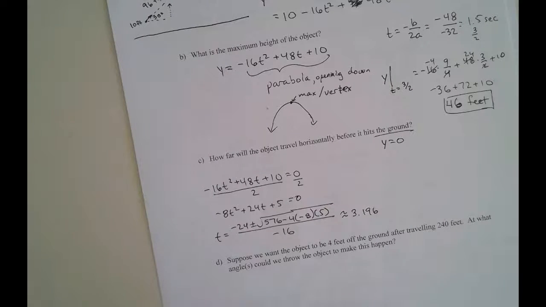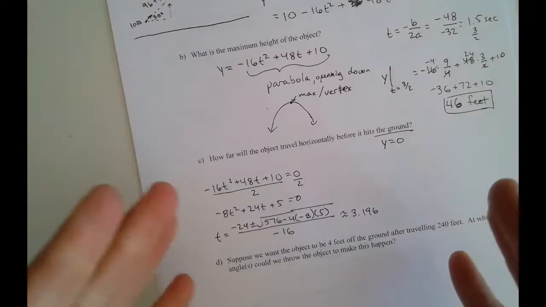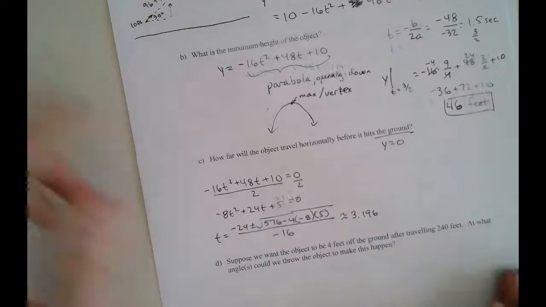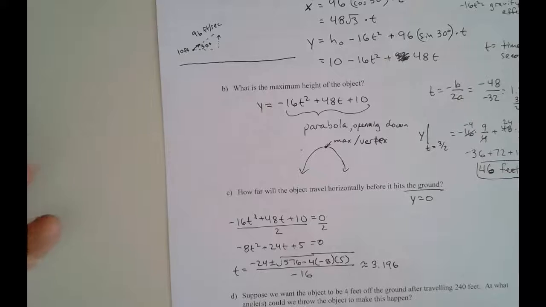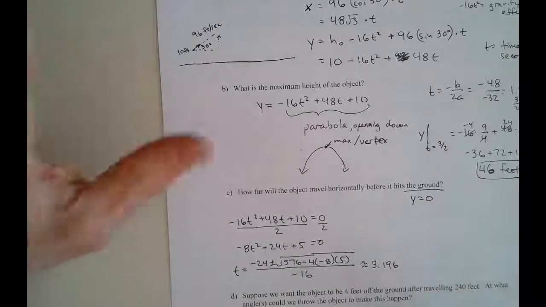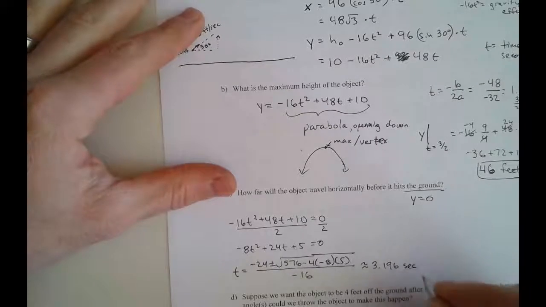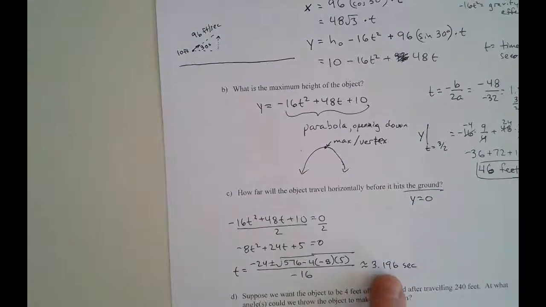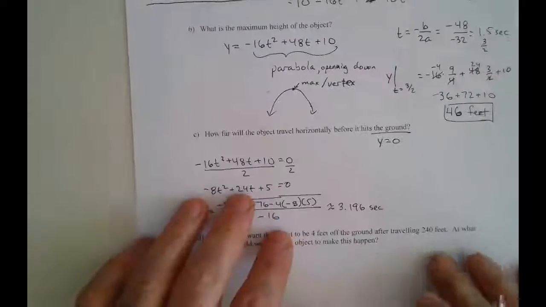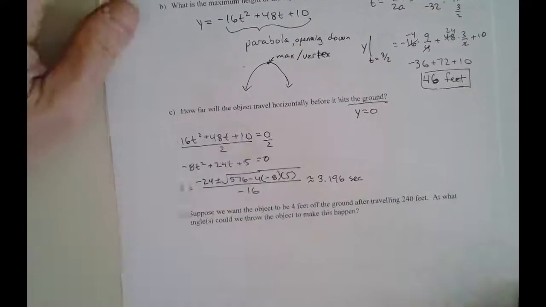The negative, while it's not totally invalid, in this case it is invalid because the ball was launched from a point, so you can't really go back in time. If we're doing the Ferris wheel example, you could technically have a negative because we randomly started the stopwatch, and so you could have something before you started the stopwatch. But this one, you're shooting it off, so there's really no variability on this one. So this is the amount of time it's going to take, 3.196. That's the amount of time it's going to take to hit the ground.